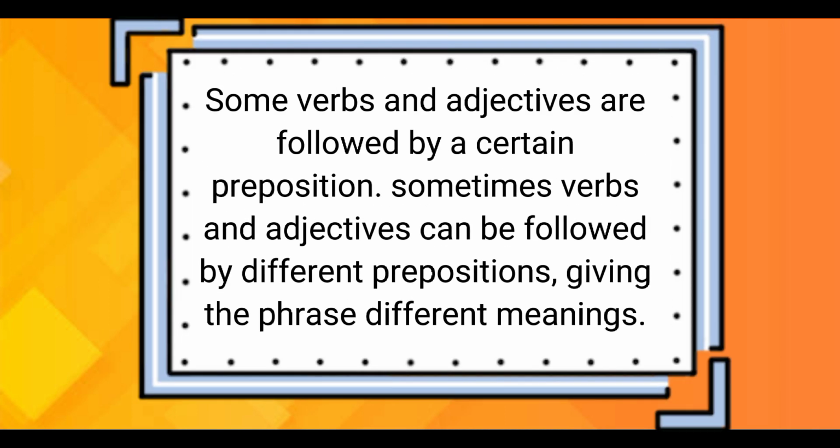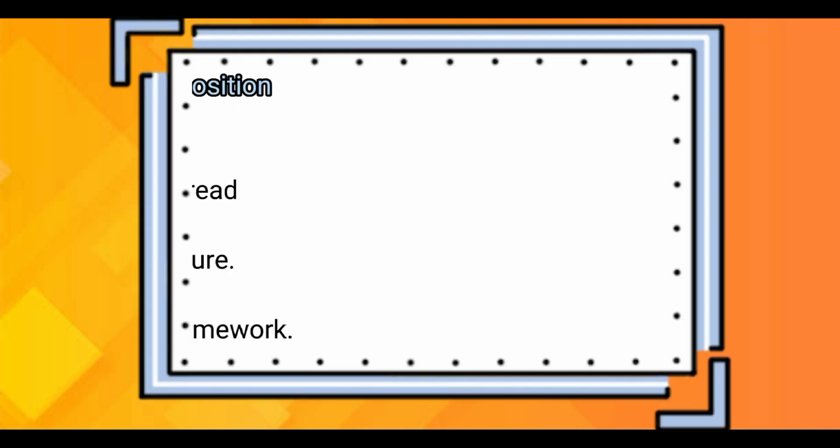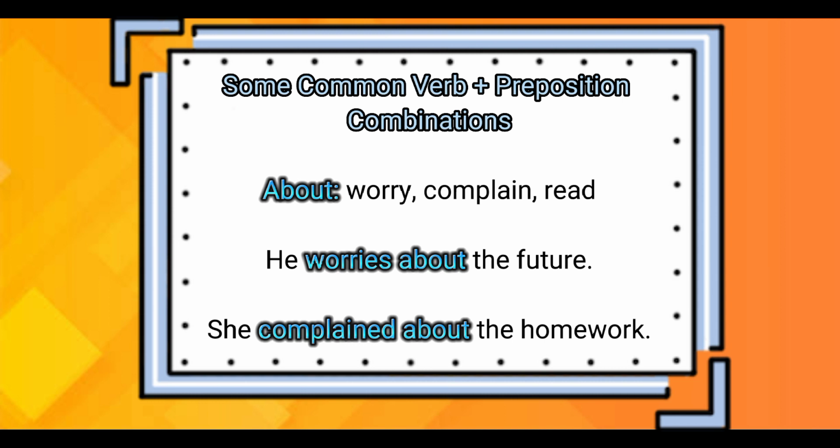Prepositions following verbs and adjectives. Some verbs and adjectives are followed by a certain preposition. Sometimes verbs and adjectives can be followed by different prepositions, giving the phrase different meanings. Some common verb plus preposition combinations. About: worry, complain, read. He worries about the future. She complained about the homework.